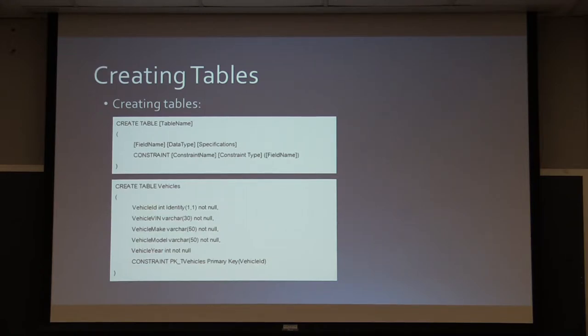But why do we have PK underscore T vehicles? PK underscore T vehicles really is just the name of this constraint. By default, they do it this way when you set it. If you go into design mode, you click on the field. Have y'all created a table before ever? Okay. If you go in design mode, you just click on the field and you say, hey, this is the primary key. And by default, the way it names it, it's like PK underscore whatever the name of your table is. And then I just did PK underscore, and I said T vehicles because I had two tables in there. One was vehicles and one is Tiffany vehicles.